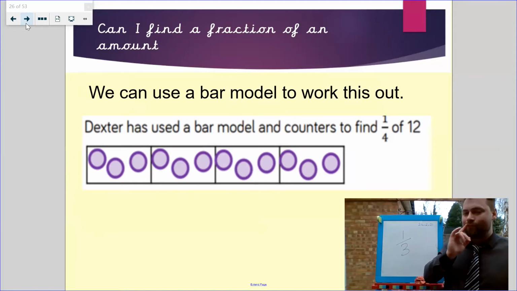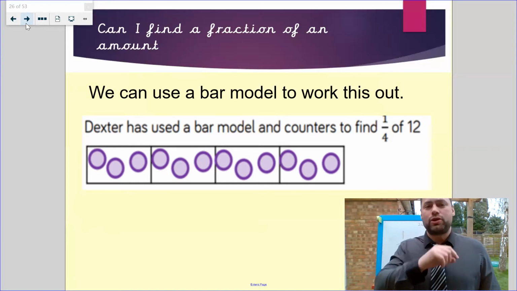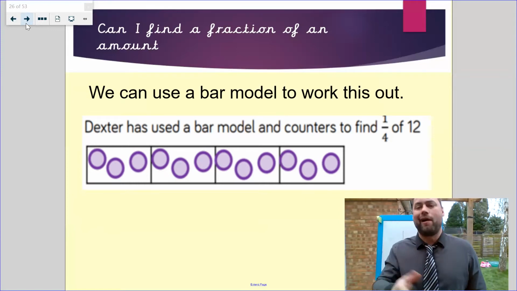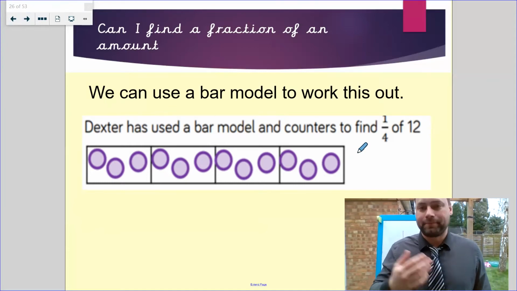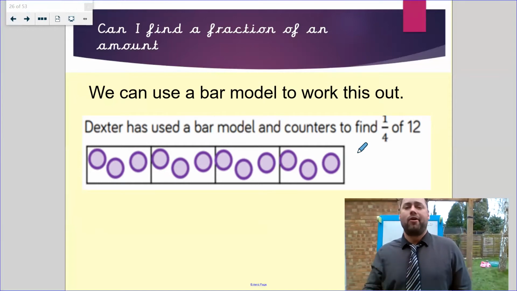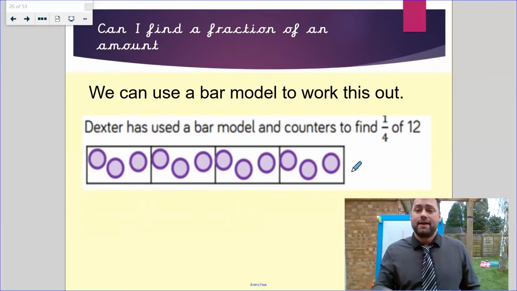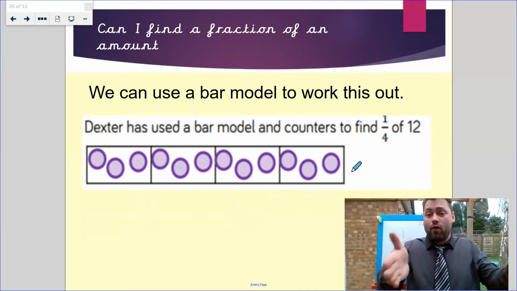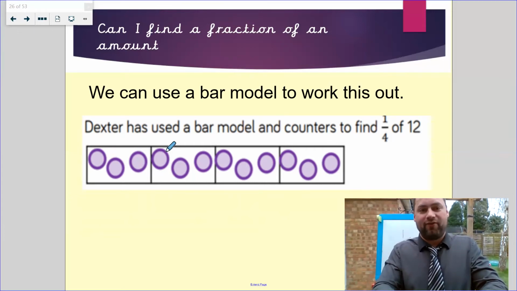So you can also use a bar model to work it out using counters. So Dexter has a bar model and counters to find 1/4 of 12. So what he's done, he's got his 12 counters, 1, 2, 3, 4, 5, 6, 7, 8, 9, 10, 11, 12. He wants to find a quarter. So he's got to split that 12 into 4 groups, okay? And that's what he's done. He's got his bar model and he's got 4 groups.